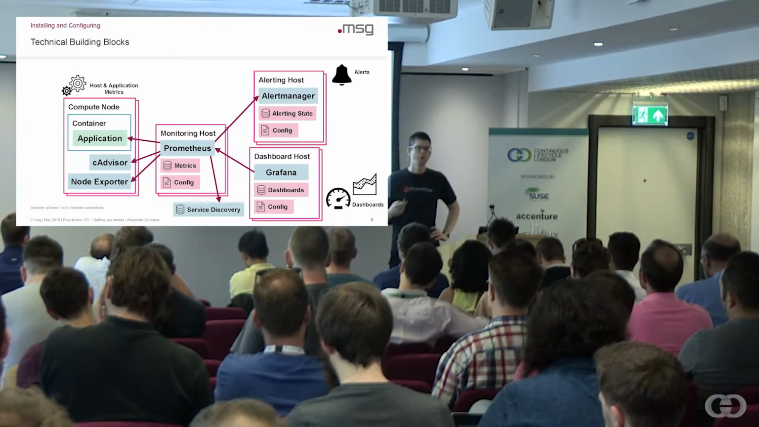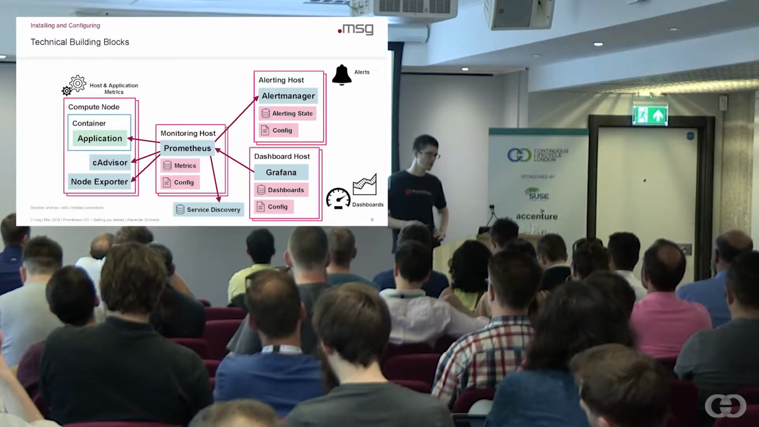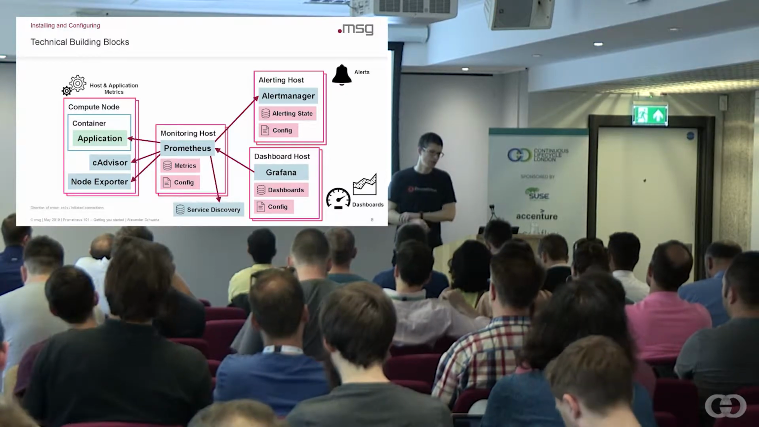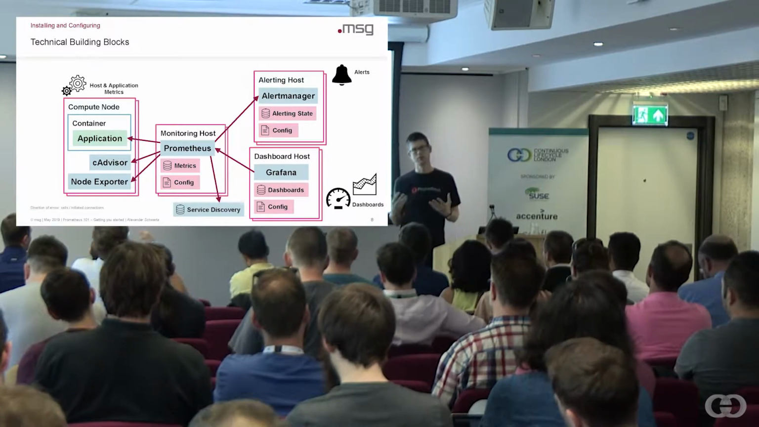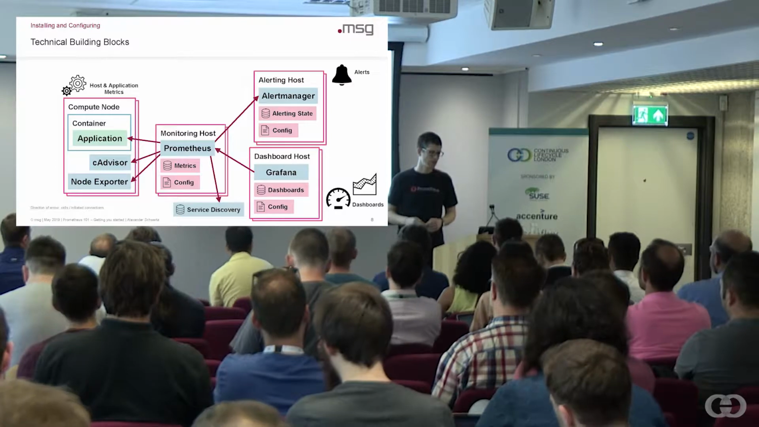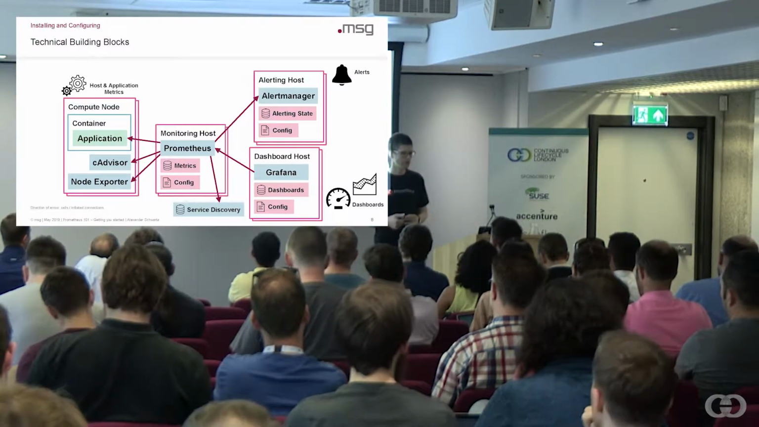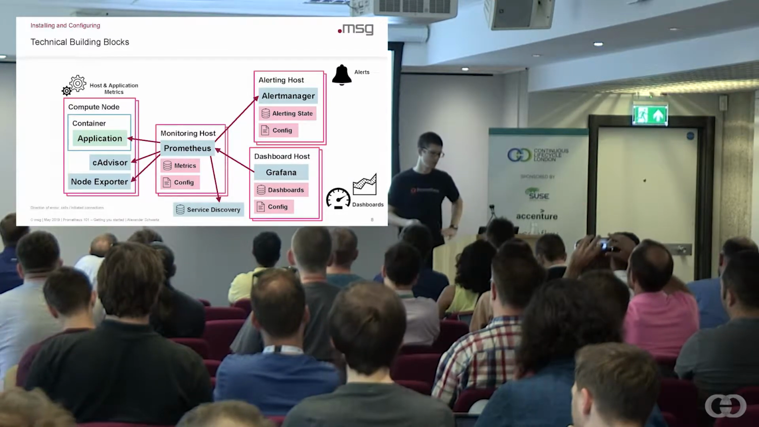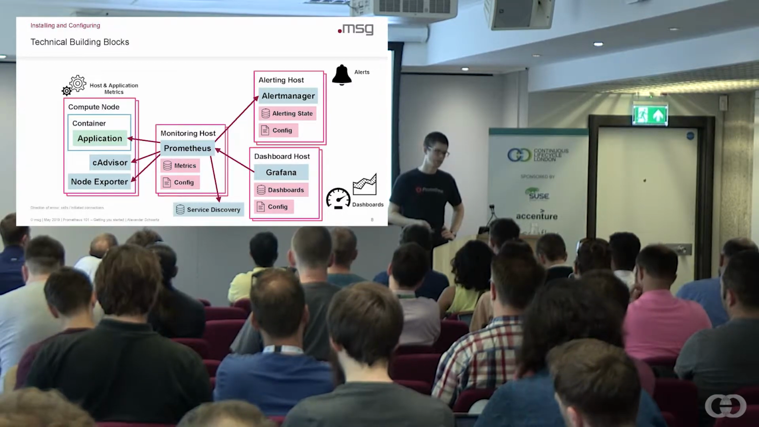And at some point we want to send out alerts. Prometheus sends this information to an alert manager. This alert manager again has an alerting state that's stored on this machine and also a configuration file. And you have a dashboard host where you run Grafana, and Grafana pulls information from Prometheus and displays dashboards. Again, Prometheus has a configuration file and a dashboard database.